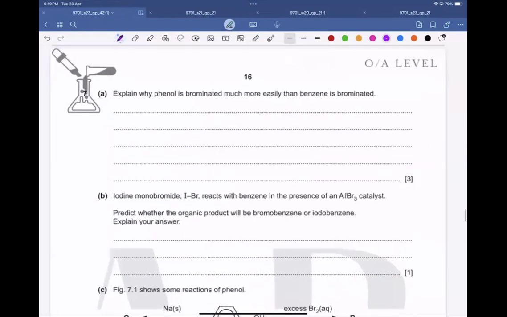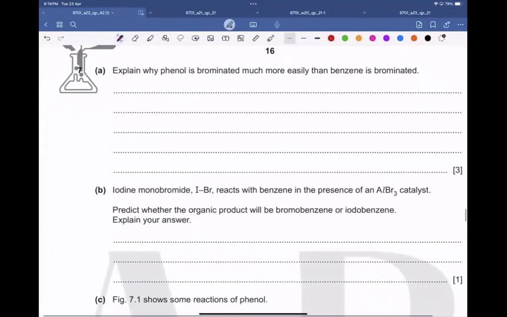Okay. Then question number 7A. Explain why phenol is brominated much more easily than benzene is brominated. Yes, who can discuss the reactivity? It all depends upon the reactivity.